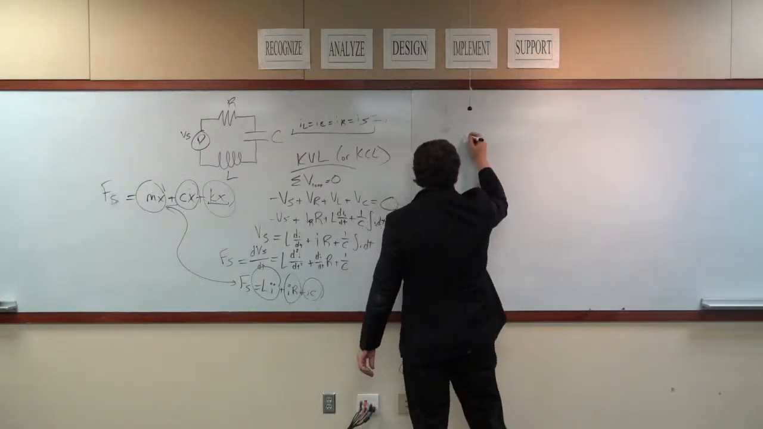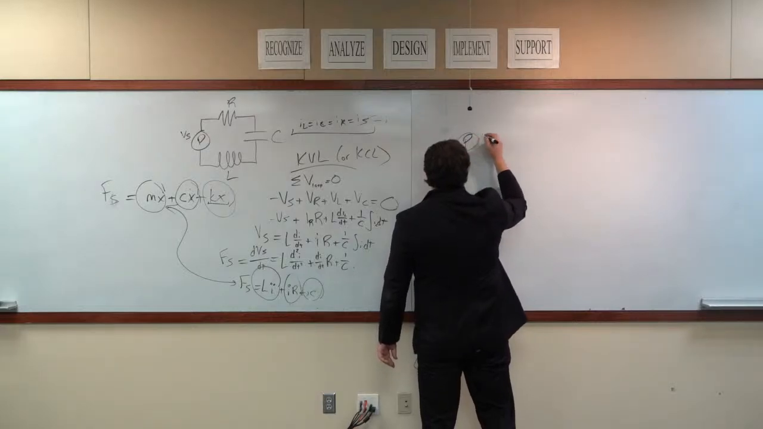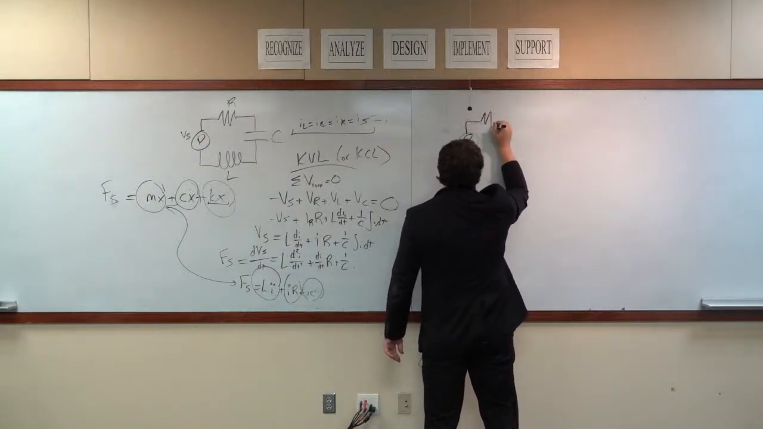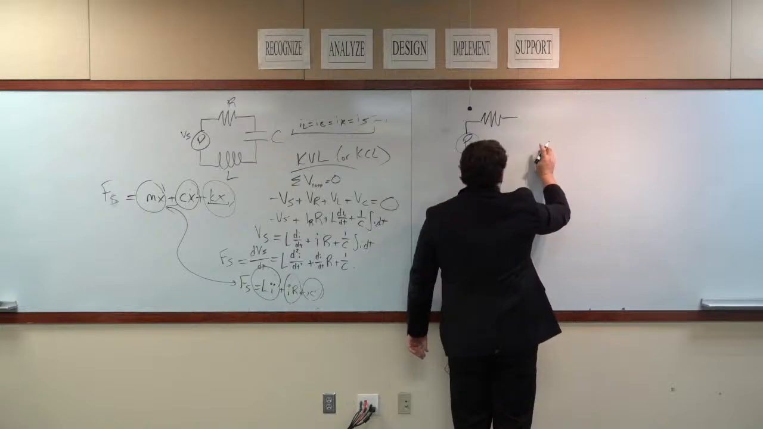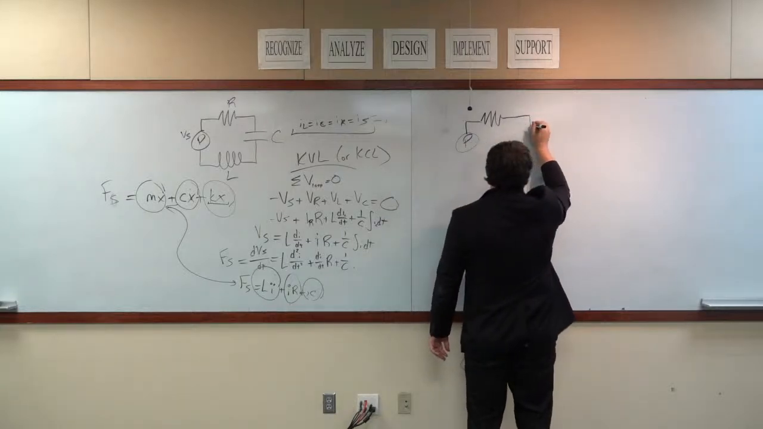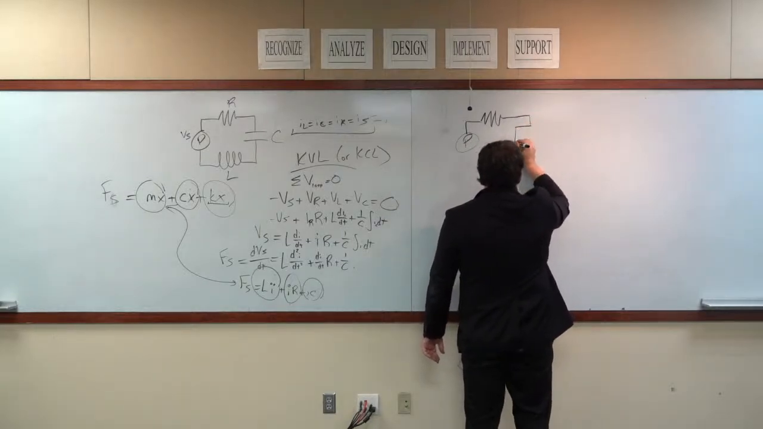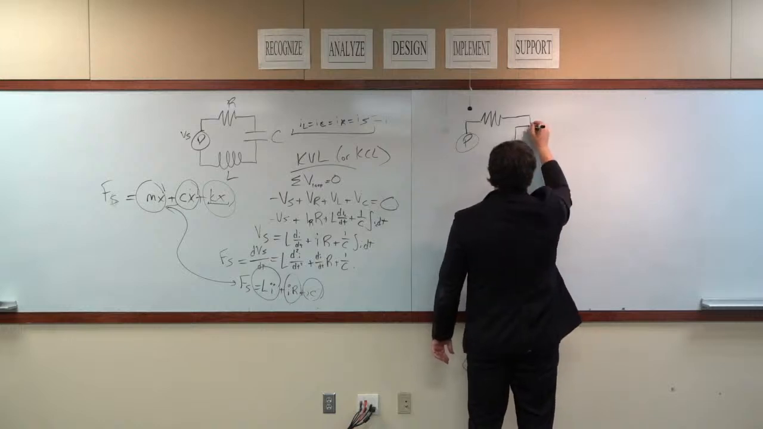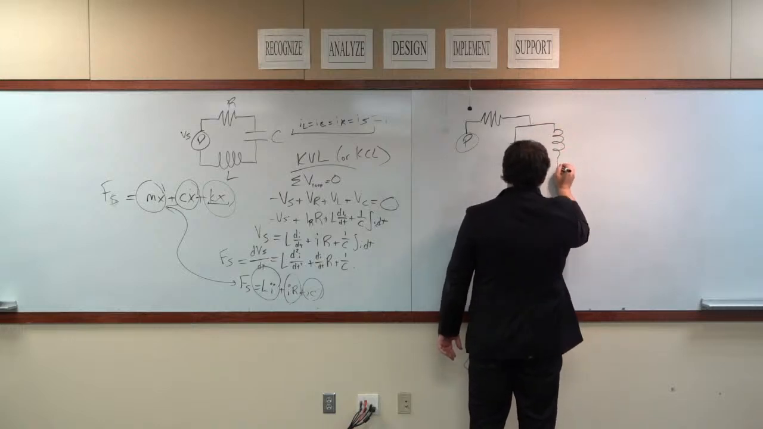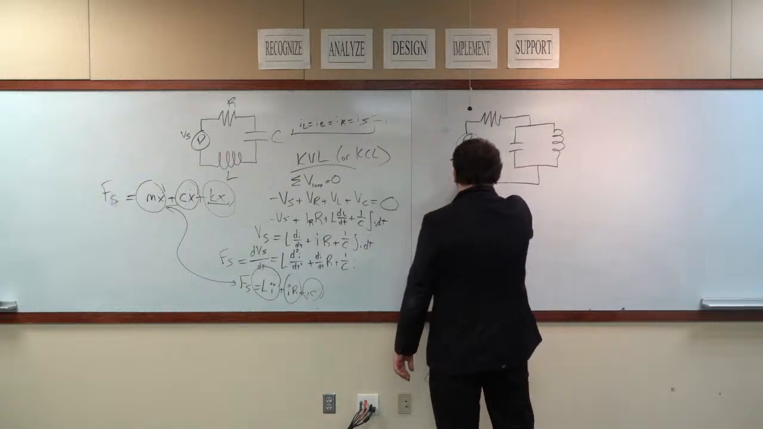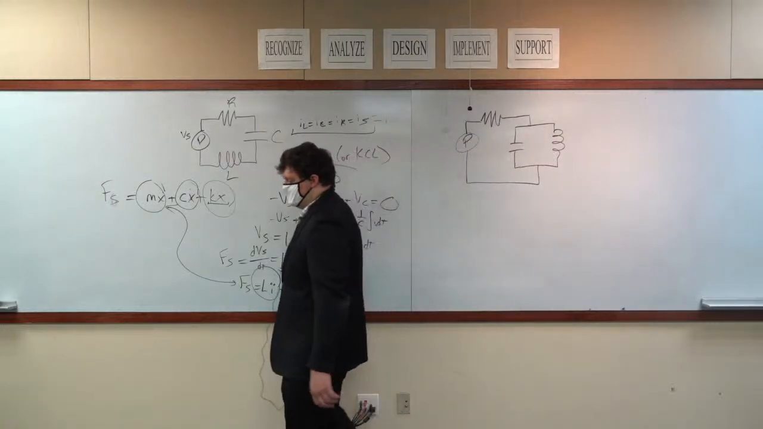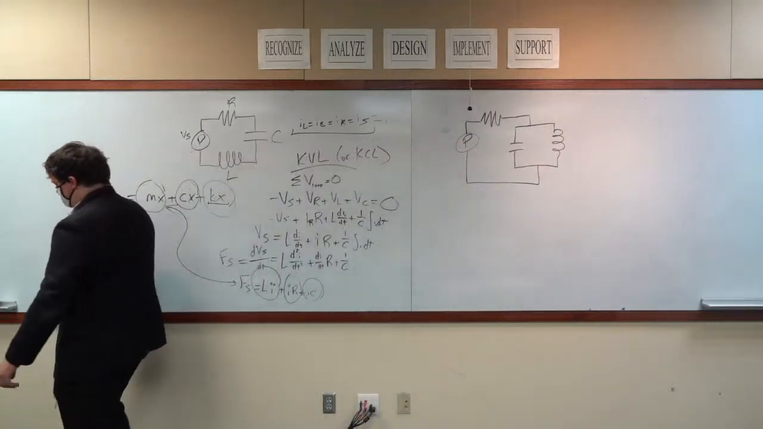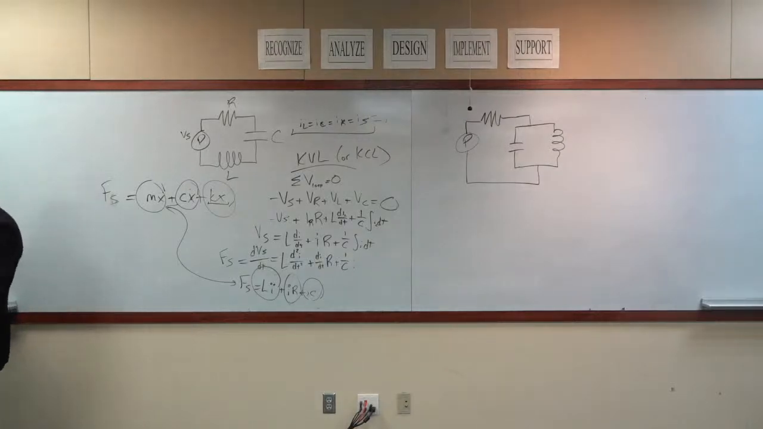Okay, so let's say I've got a power supply, I've got a resistor, and then this resistor branches out to a capacitor and to an inductor. How do I come up with the math equation for that?